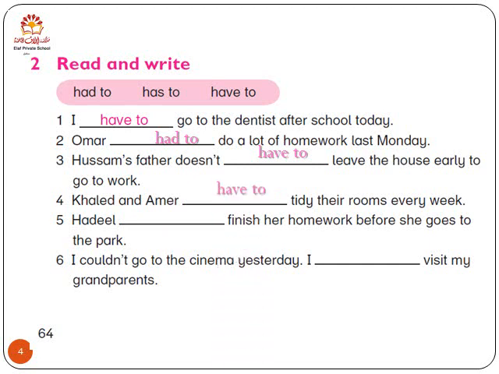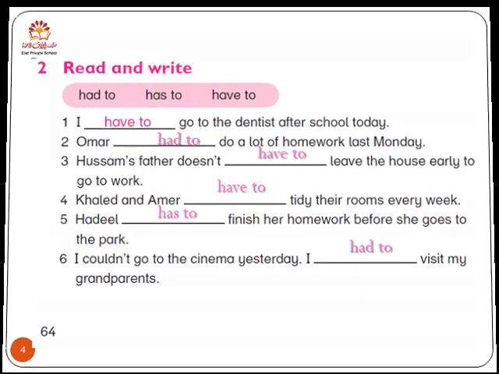Number 4, Khalid and Amr have to tidy their rooms every week. Now, number 5, Hadil has to finish her homework before she goes to the park. Number 6, I couldn't go to the cinema yesterday. I had to visit my grandparents. Okay.